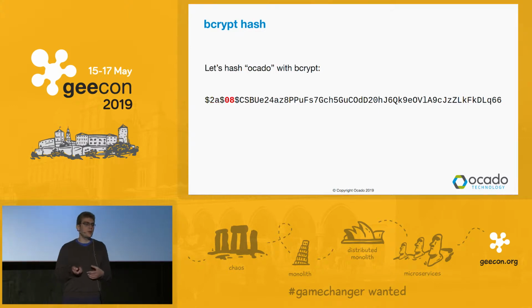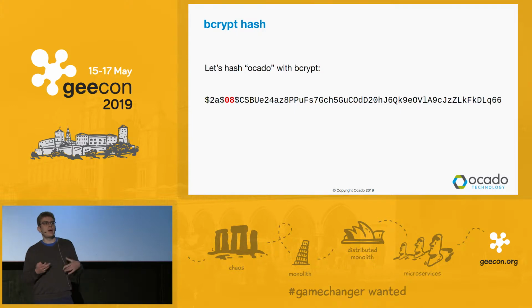Next, there is a separator of $1 and 08, the 2 digits that actually provide you the number of 2. So this is the cost factor of the algorithm. To produce this hash, you need to do 2 to the power of 8 iterations of Blowfish, which is 256, and you'll get the result.